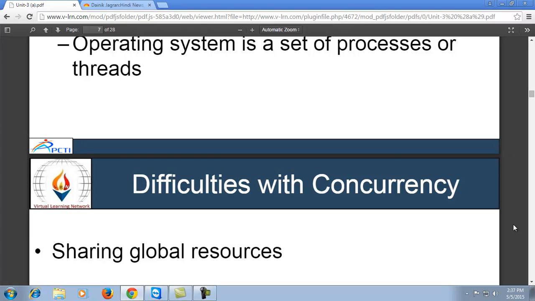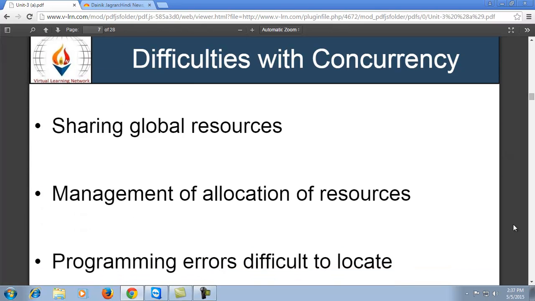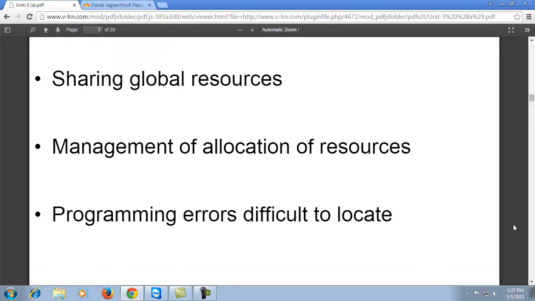Now these are the difficulties or problems in concurrency. First one is sharing global resources. A number of resources are required to be shared by a number of processes, but sometimes the processes are many and the resources are very limited. In that case the process has to wait for the allocated resource to be released for the next process.